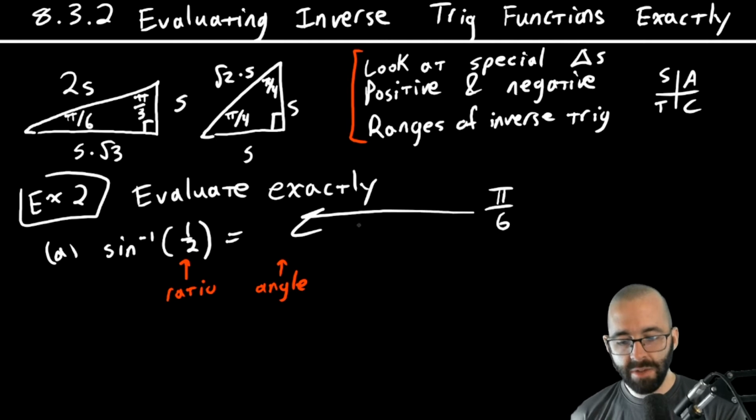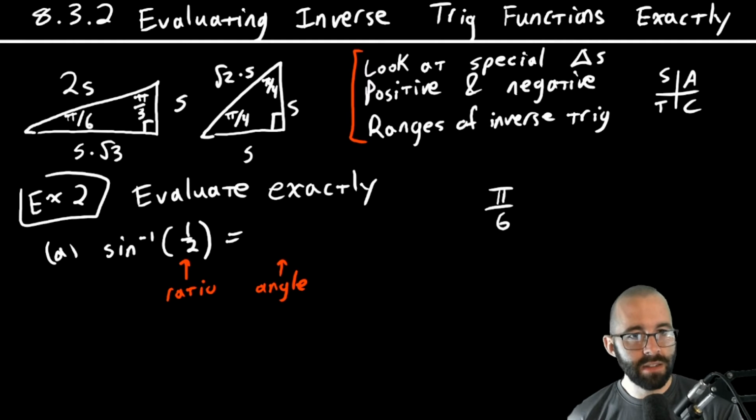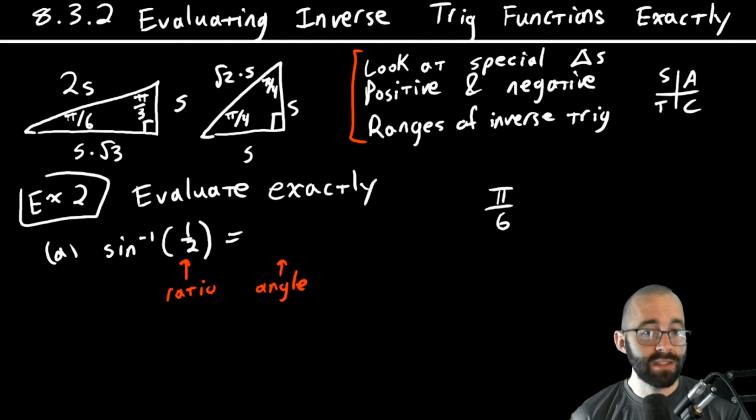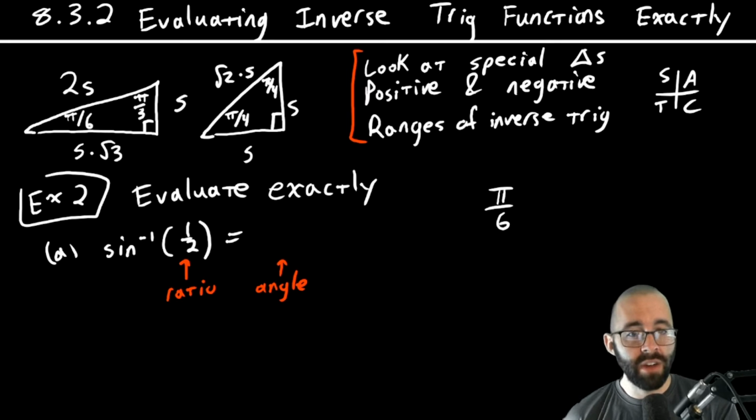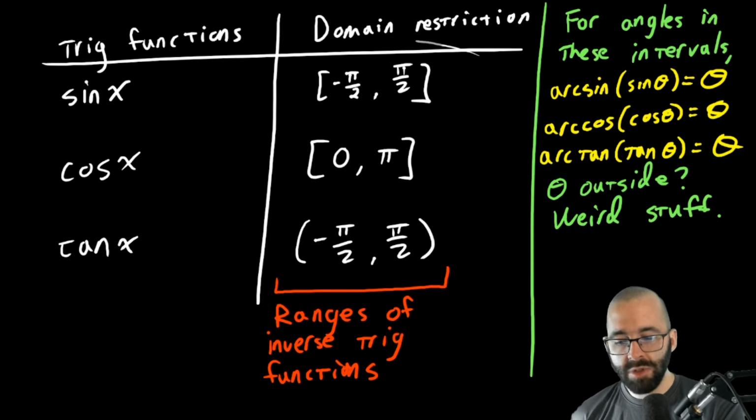Notice how I'm not writing it over here. That's because I'm not convinced that pi over 6 is our answer. We have to make sure that pi over 6 has the right sign. Pi over 6 is in the first quadrant, so it's positive. It should give a positive ratio. Good, we're getting a positive ratio. And we also have to verify that this is in the range of inverse sine. Is pi over 6 in the range of inverse sine?